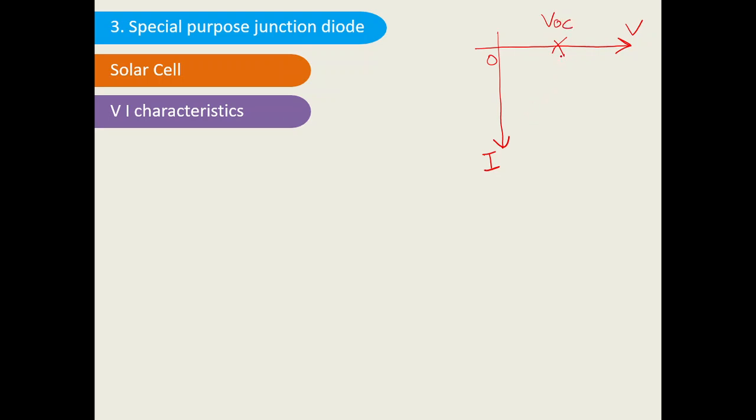If the current starts flowing through the device, that means a load is connected. This is called the current in the reverse direction. I can say ISC is called the short circuit current. So the characteristics look like this. This is in the fourth quadrant. If you like, please pause the video and draw the diagram.